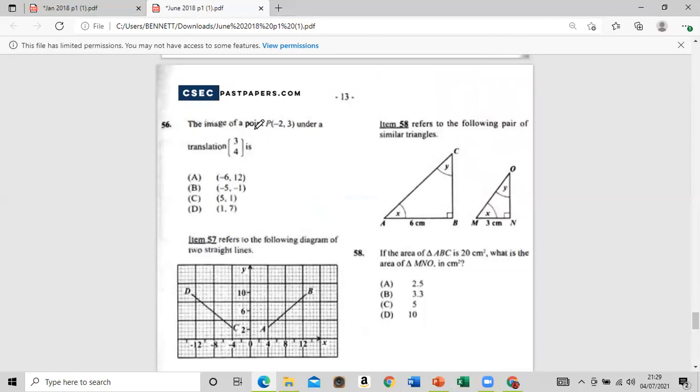Alright, 56 now. The image of a point under a translation. Guys, a translation is basically a push or a pull. So I'm going to put this in the form of adding the translation like that.